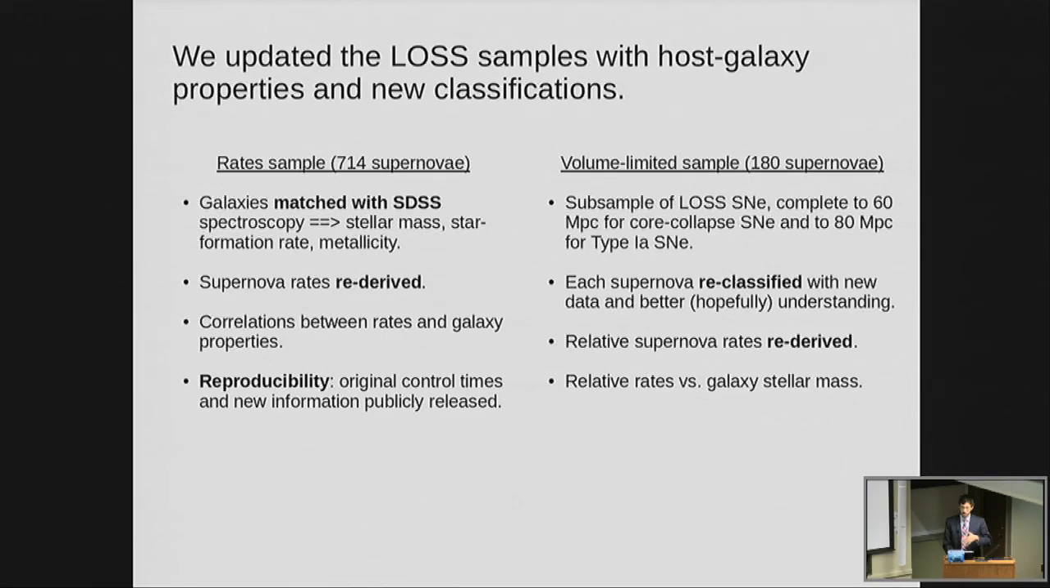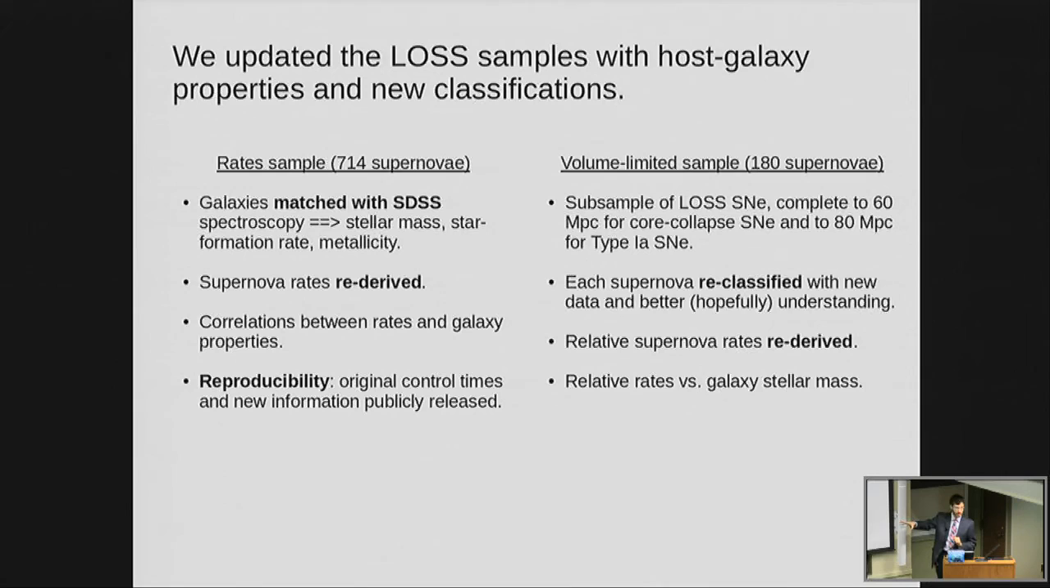We also looked at a second subsample of about 180 objects, which are volume limited, which means that according to LOSS, this sample is complete for all core collapse supernovae out to 60 megaparsecs and type 1a supernovae out to 80 megaparsecs, which means that you can take this sample and you can look at the fractions of the different supernova types within it, and then you can talk about relative rates.